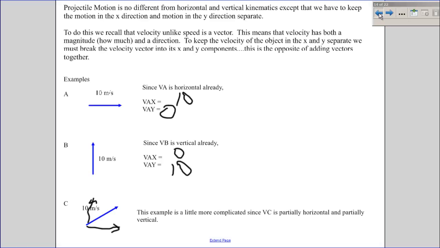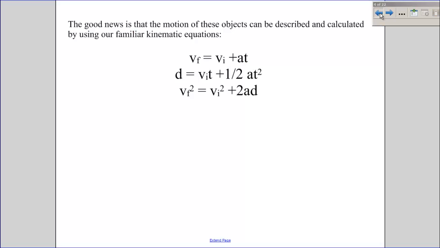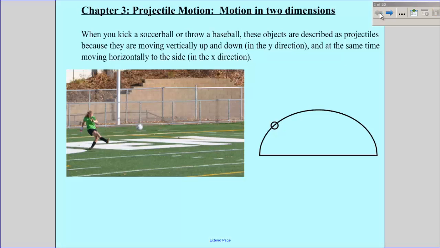So here's our blank screen. So that was a real quick review of projectile motion, probably what took us several weeks last year, a bunch of labs. We basically burned through chapter 3 in about 10 minutes. So I hope that helped, and we'll talk about it in class. Thanks.